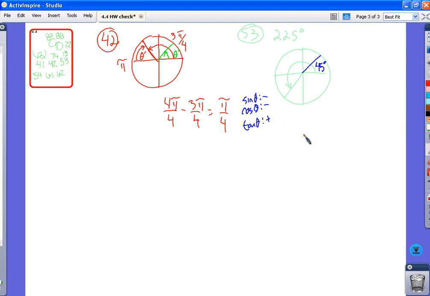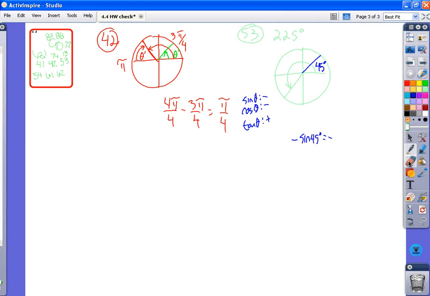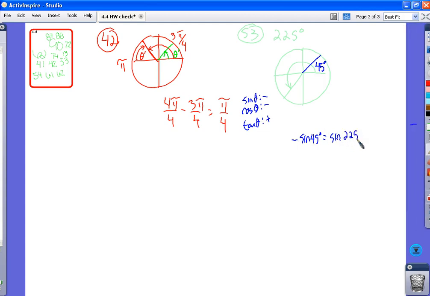So if we know the sine of 45, the negative of the sine of 45 is equal to the sine of 225. So what's the sine of 45?